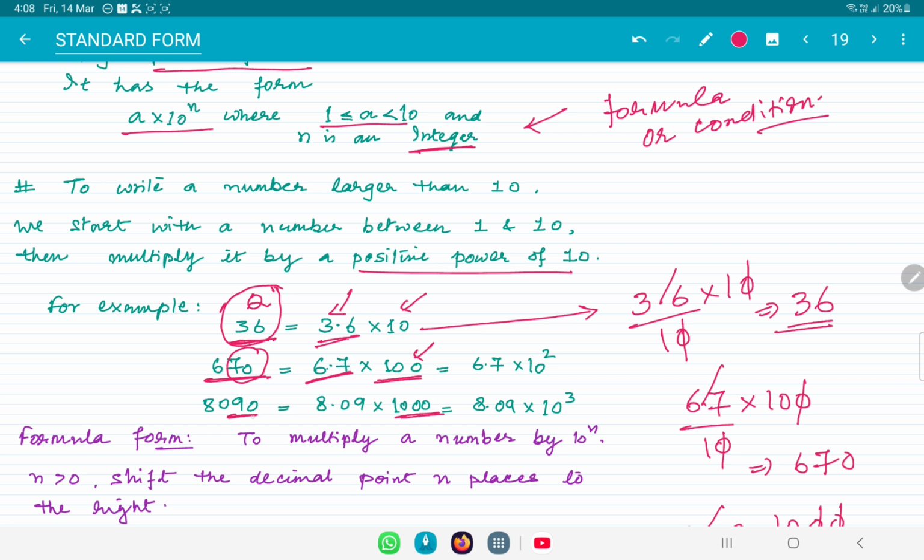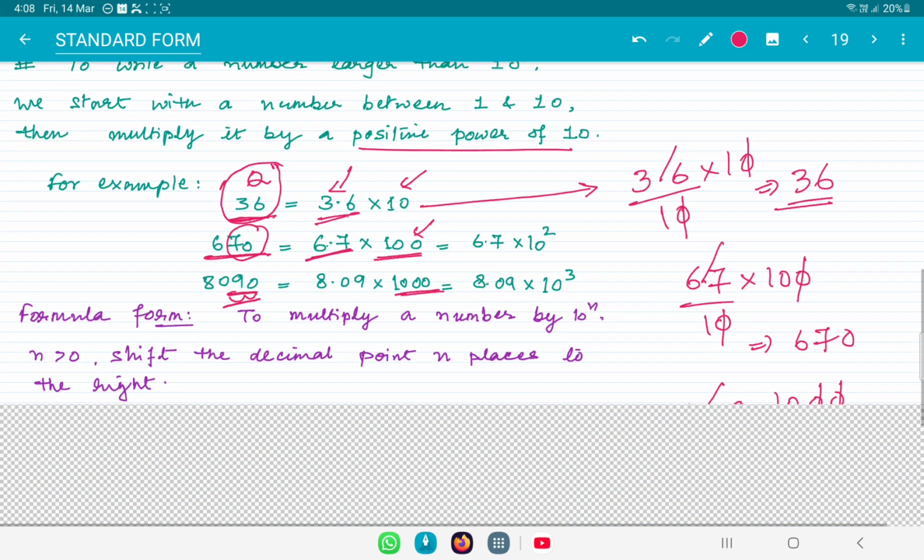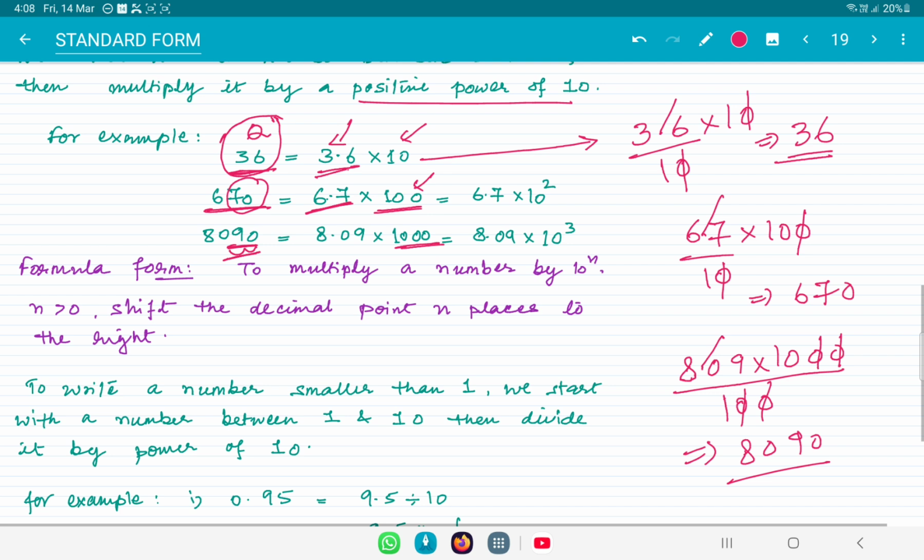Which means how many steps your decimal will jump. So here it is jumping 3, so 1000. In the second question it is 2 steps, like this. So in formula form: to multiply a number by 10 raised to the power n, where n is greater than 0, shift the decimal point n places to the right.